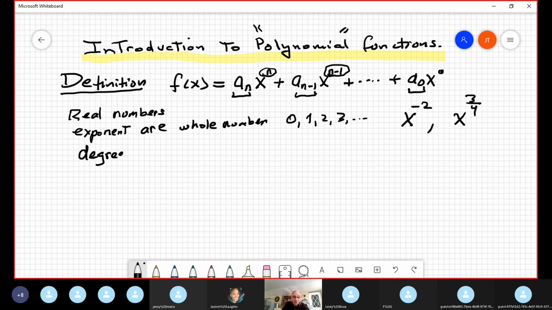What is the degree of the polynomial? Well, the degree is the higher exponent. That is, the degree is the higher exponent of the polynomial. Now, suppose this example, no? F of x equals -4 x to the 5th power plus 6 x to the 4th power plus 2x.